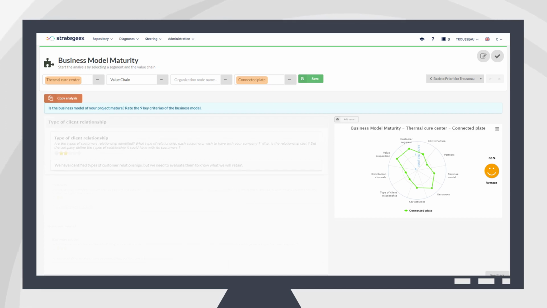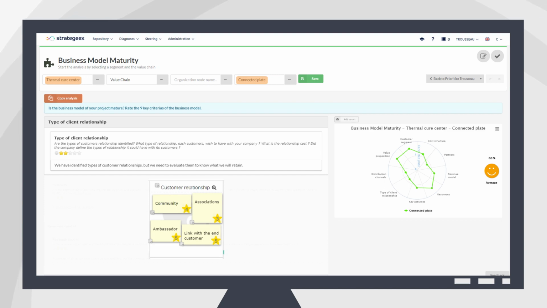The sixth item concerns client relationships. Have you identified the possible types of relationship? What is the cost involved? In our example, we have identified the different possibilities, but nothing is specified yet. The stickers are still in yellow. We give 2 stars to the item.